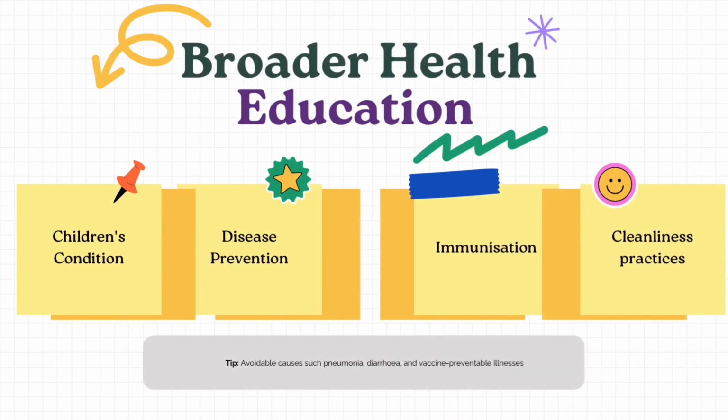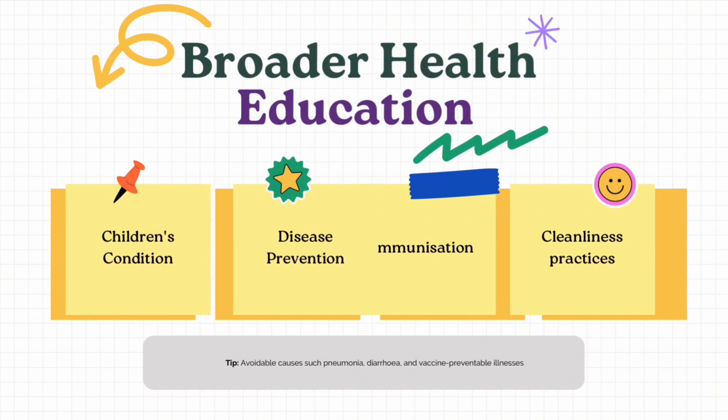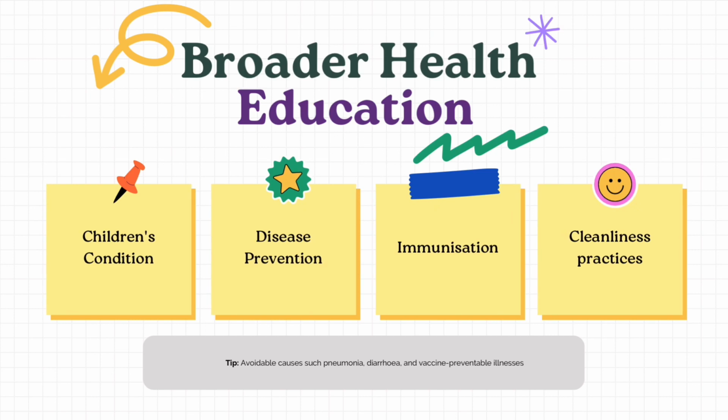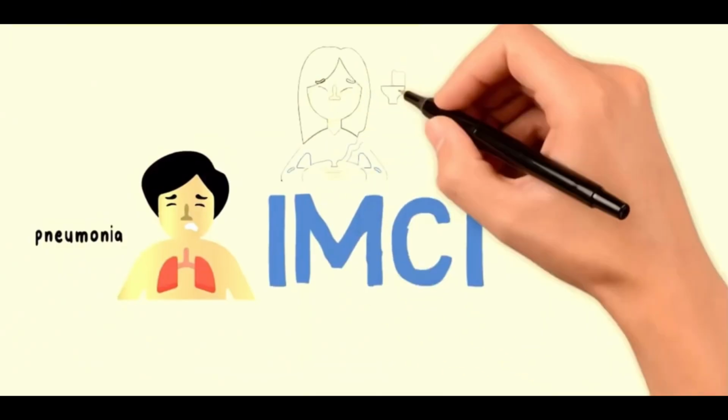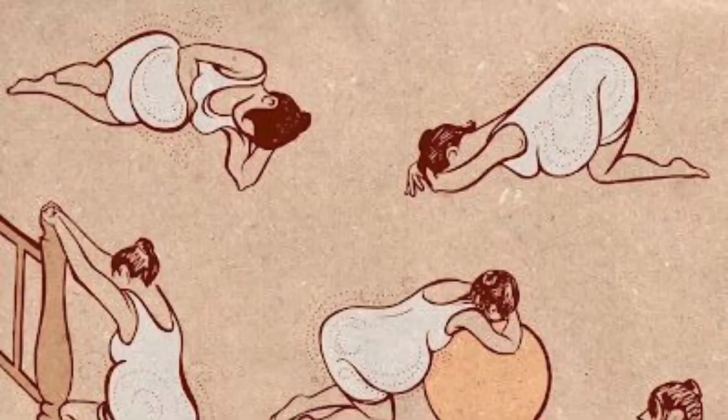Finally, it can include broader health education such as raising knowledge of children's conditions, disease prevention, immunization, and cleanliness practices. Population education can help reduce child mortality from avoidable causes such as pneumonia, diarrhea, and vaccine-preventable illnesses by giving knowledge on disease prevention and health promotion.